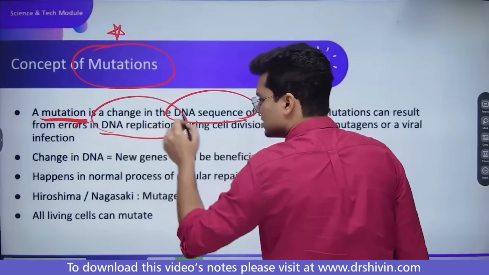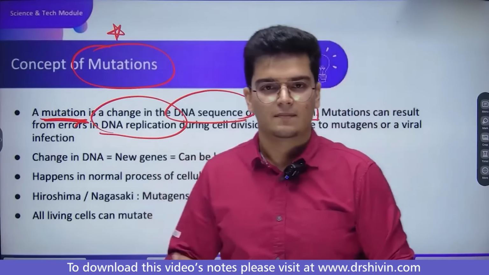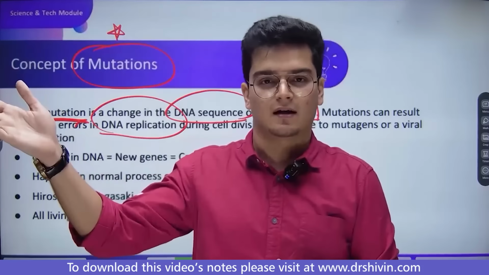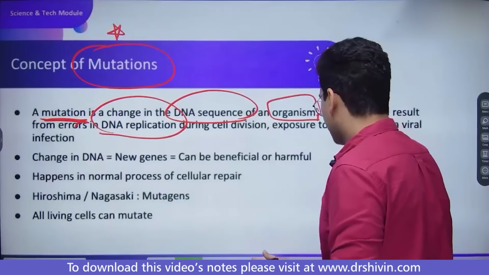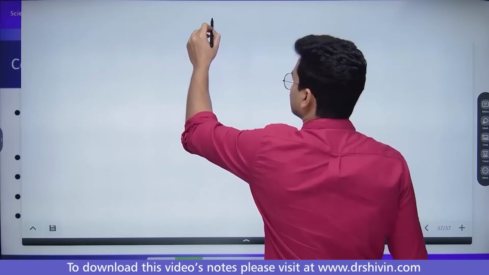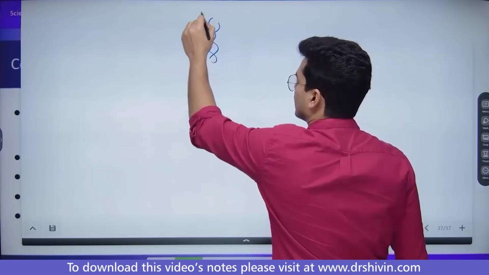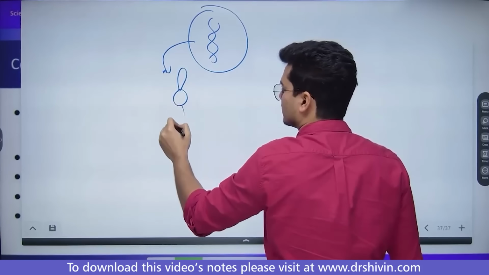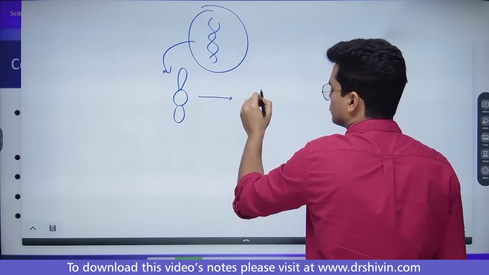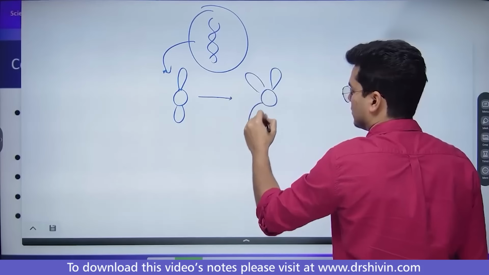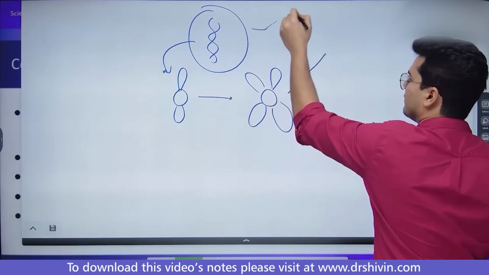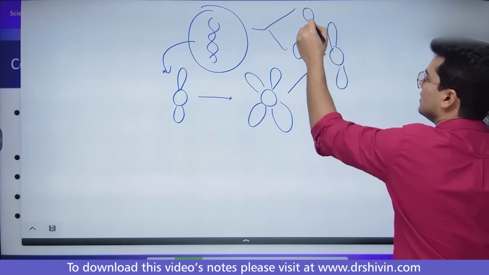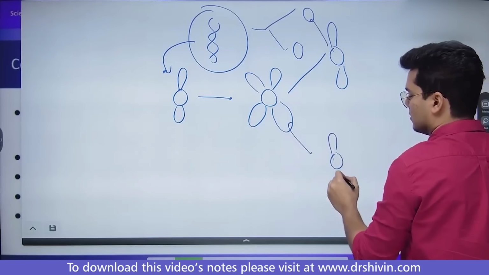It can result in errors of DNA replication. This is also an important thing. When the cell is growing, dividing to make two, it has to replicate its entire DNA. When the cell is dividing, it has this DNA, which is organized in the form of chromosomes like this. When it has to replicate, it has to first form this. Then this cell will divide into two parts. So the chromosome will also divide like this. One will go to the first cell, the second will go to the other cell.